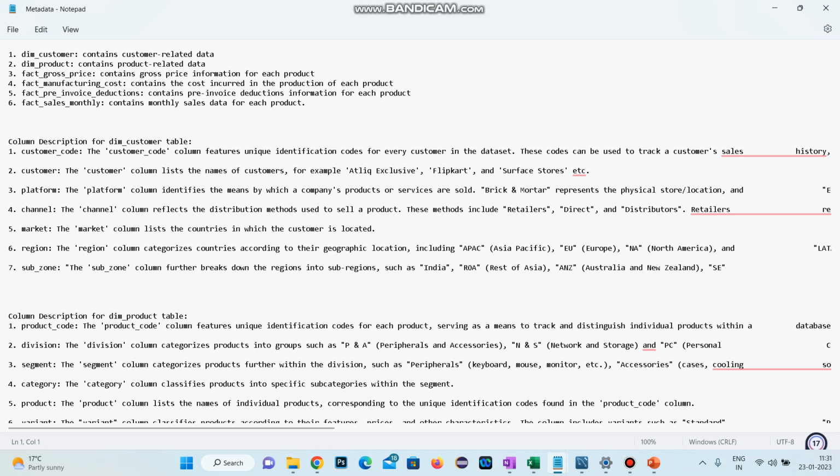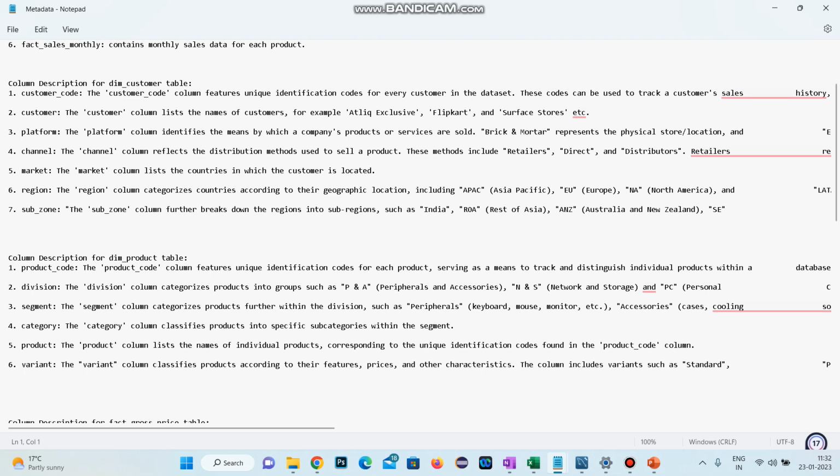And region is like Asia Pacific, European region, or North America. Subzone further breaks down regions into sub-regions such as India, ROA (rest of Asia), ANZ (Australia and New Zealand), and likewise. The second table is the dim product table, which contains details of products.